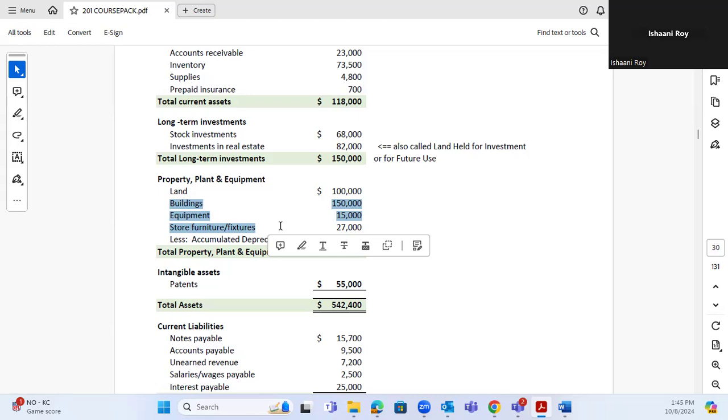Land will be here for millennia, but buildings, equipment, and store fixtures, furniture, maybe what? A building, maybe 30, 50 years without anybody doing anything to it, repairing it and upgrading it. Equipment will have a 5-year life, maybe 7 years. Furniture, sometimes 20 to 30 years. So if you own a piece of furniture or equipment that's 5 years old and it's got a 7-year life, it doesn't have as much value.